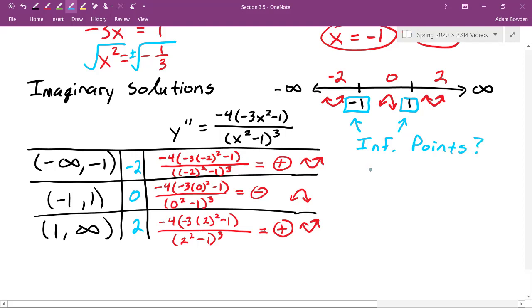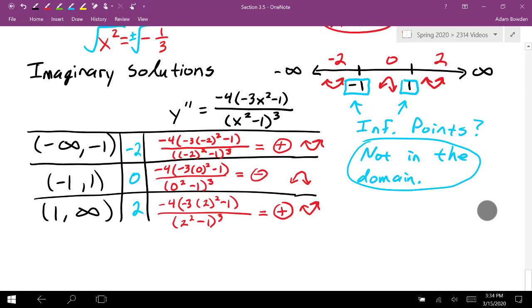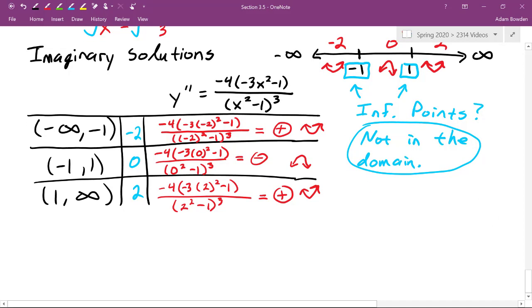However, these are not in the domain. So from the very beginning, we had talked about how x, negative 1 and positive 1, are not included in the domain. So these are actually not inflection points. So we don't even have to worry about those numbers. They do change in concavity across those numbers, but because they're not in the domain, there's actually not a point there for an inflection point.